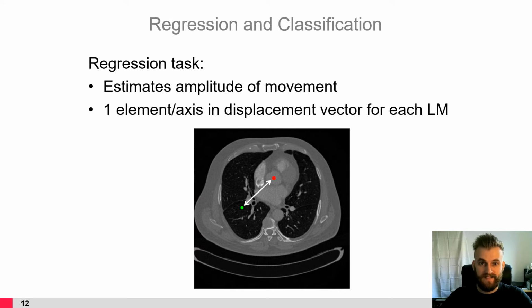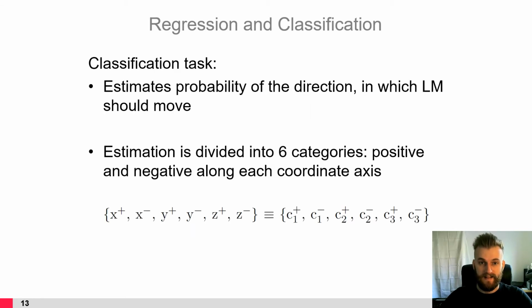The regression task estimates the amplitude of movement of a randomly initialized point towards a landmark. This means for each axis there is one element in each displacement vector for each landmark. The classification task, on the other hand, estimates the probability of a landmark to move in a certain direction. For this task, the estimation is divided into 6 different categories, positive and negative along each coordinate axis.